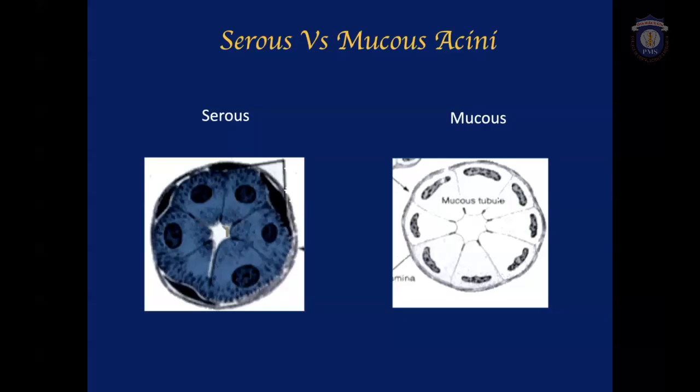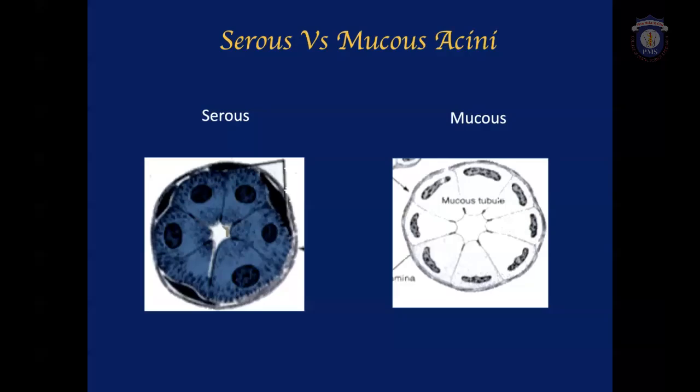The whole thing is called an acinus, and the individual pyramidal units are called cells. The round nucleus is present in the basal layer. Why is it seen in the basal layer? Because all these contents have to be expelled into the lumen. So vacuoles or small vesicles containing proteins accumulate in the apical region, not the basal region. Hence the nucleus is pushed towards the basal area.